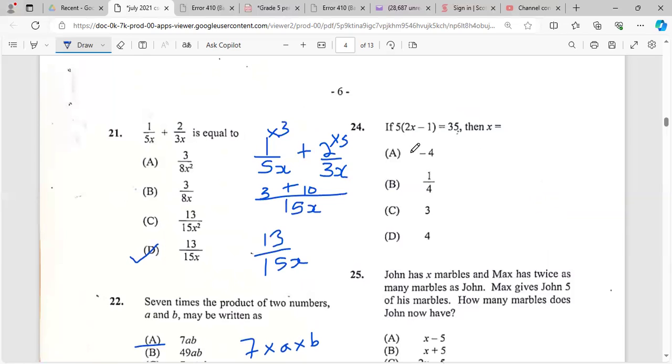It says 5 times 2x minus 1, and that must equal 35. So we can literally put in the value of x and see which one gives us 35. But we could do it step by step. A bracket means to multiply. So 5 times 2, that's 10x. 5 times negative 1, that's negative 5. And of course, that must equal 35. And of course, we take the opposite of this, which is plus 5.